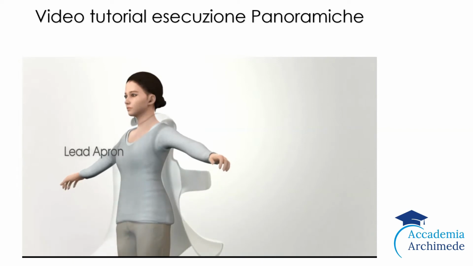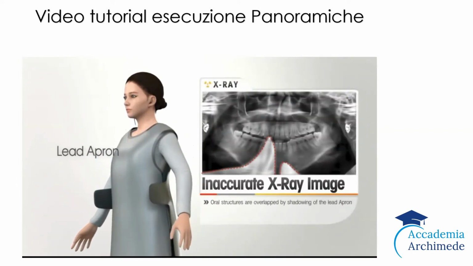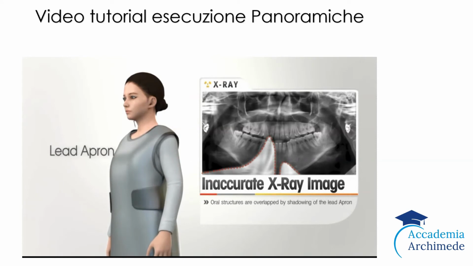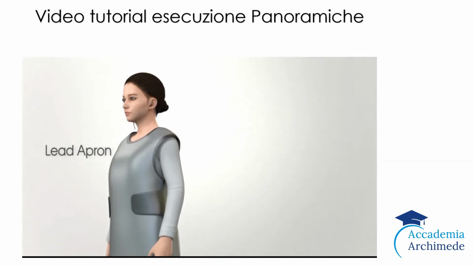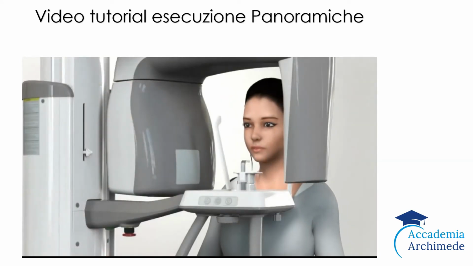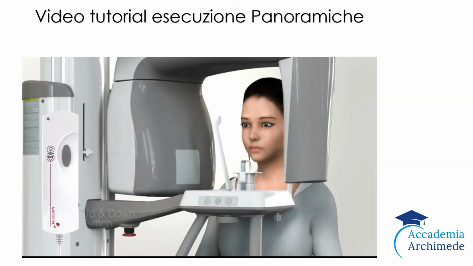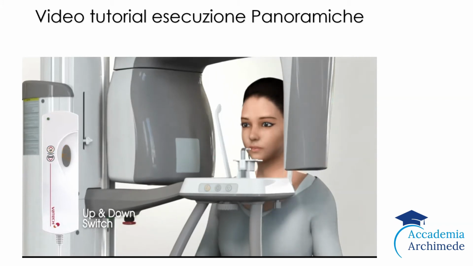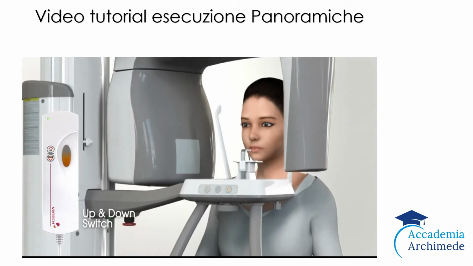Assist the patient to appropriately wear the lead apron. Be careful that the lead apron is not above the patient's neck. Ask the patient to stand in front of the handle frame. Adjust the chin rest position approximately to the height of the patient's chin using the up-down switch. For PACS eye, the chin rest position can be adjusted using the up-down switch on the handle frame.